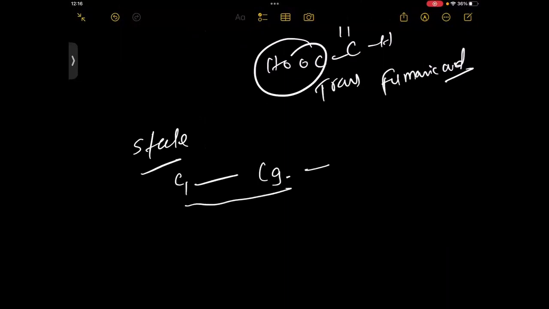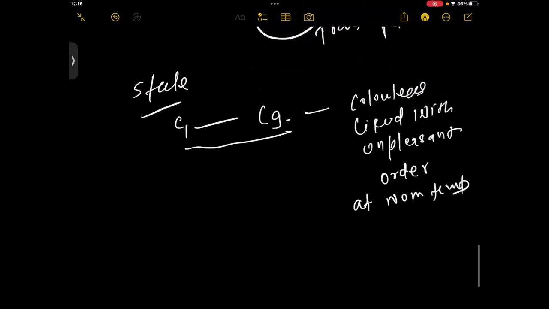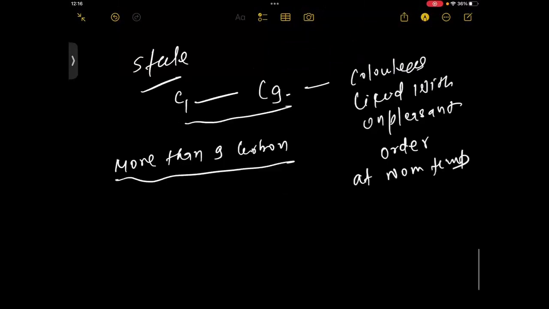Colorless liquids, okay, with an unpleasant odor at room temperature, right? Now we talk about more than 9 carbons. More than 9 carbons is a solid, and odorless.